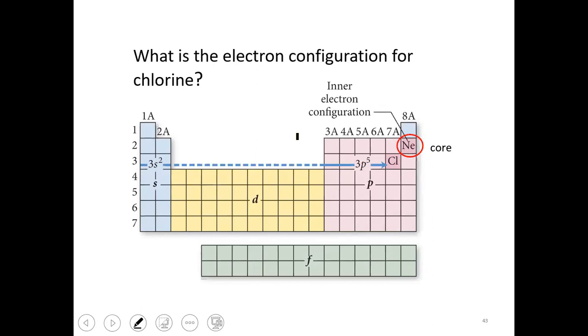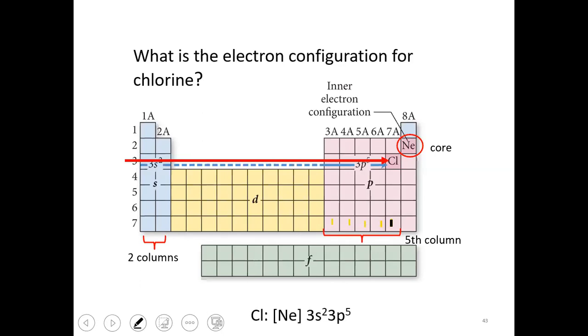And now I'm going to go to the next period here, and I'm going to go from left to right. And I'm going to count the number of columns, okay? So notice that in the S block, there are 2 columns. So that's 2 electrons. And if I go back here to where chlorine is, starting with column 3A, I have 1, 2, 3, 4, 5. In other words, the chlorine is in the 5th column. That means 5 electrons.